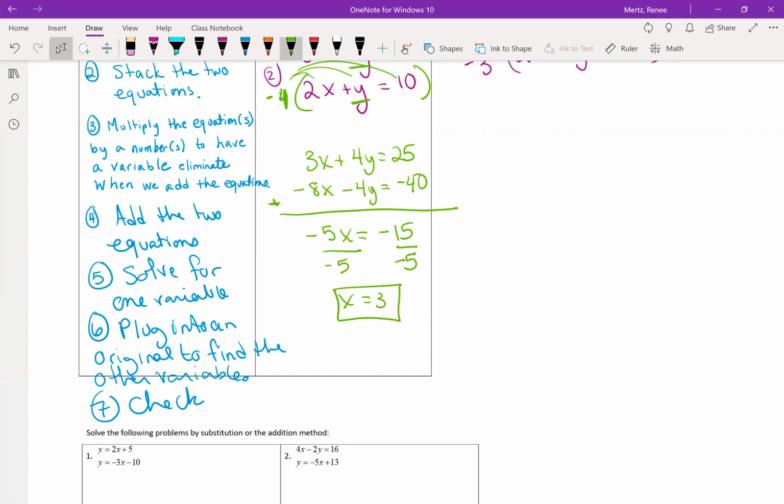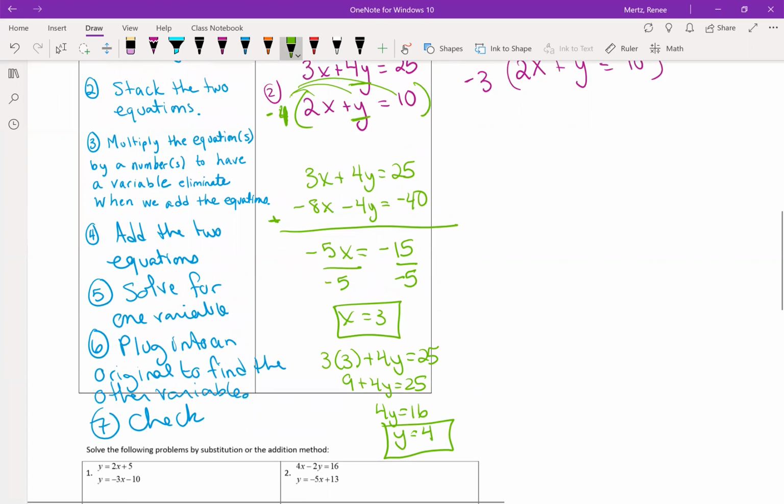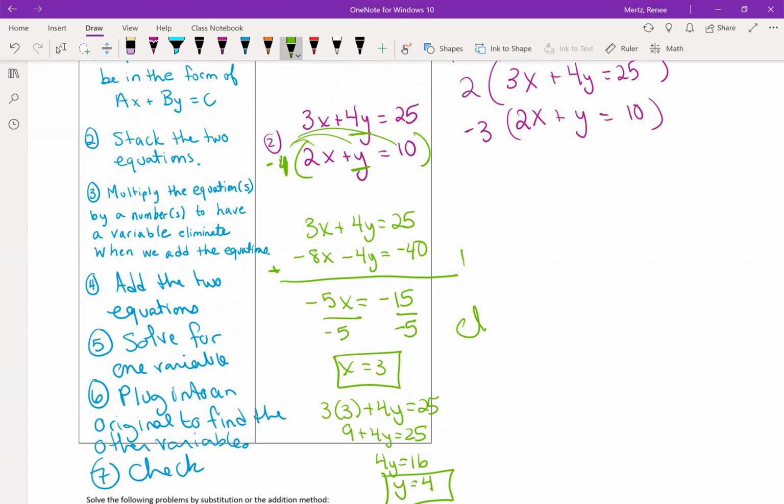So I have x equals 3, so I'm going to take 3 and plug it back in to one of the two equations. I'll just go with the top one. So 3 times 3 plus 4y equals 25. 9 plus 4y equals 25. Move the 9 over. We get 4y equals 16. y equals 4.